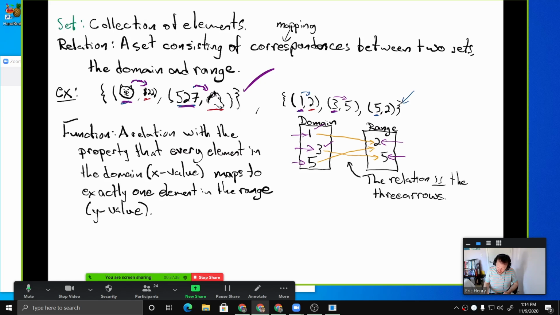5 in the domain maps to 2 in the range. Does it map to anything else other than 2? No. So 5 is okay as well. Every element in the domain maps to one and only one element in the range. It is a function. So the y can be different, but the x can't be different. Exactly. I like that way of putting it.